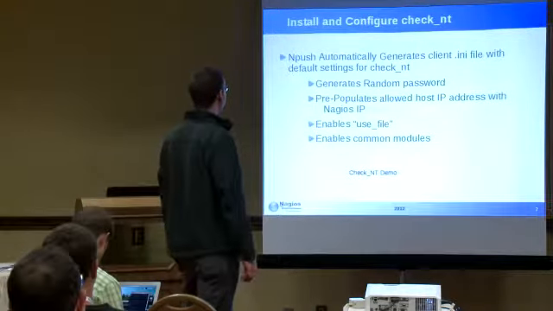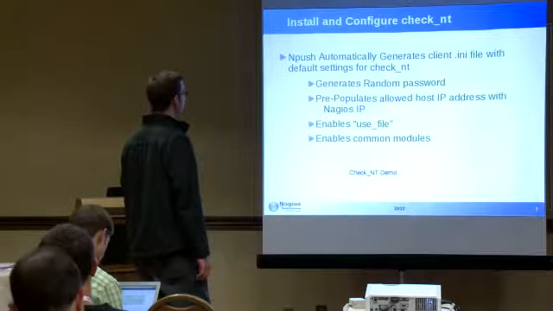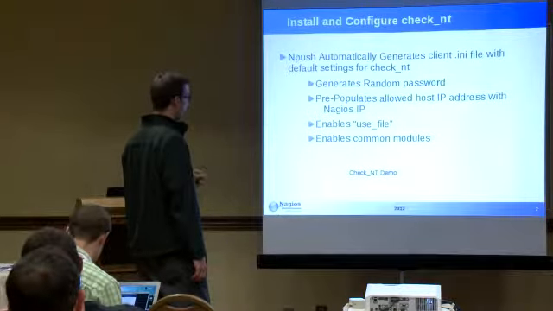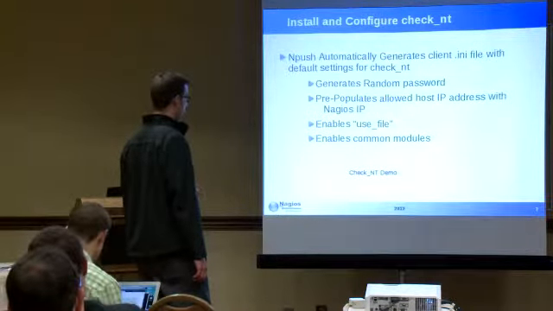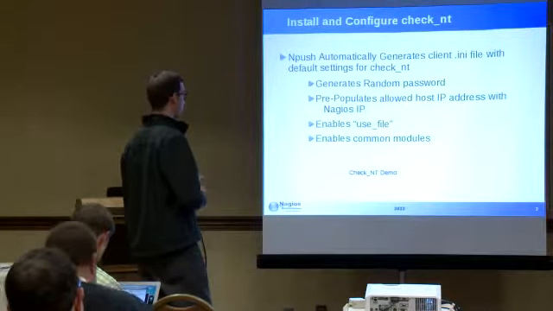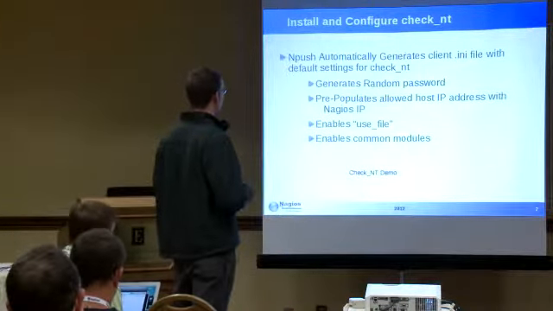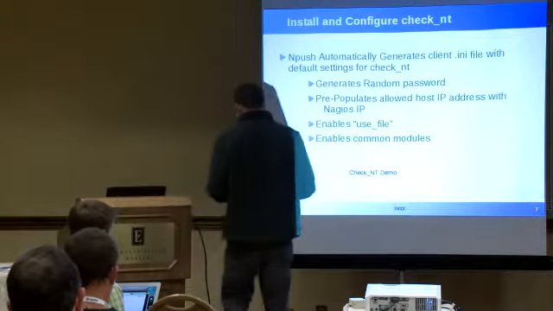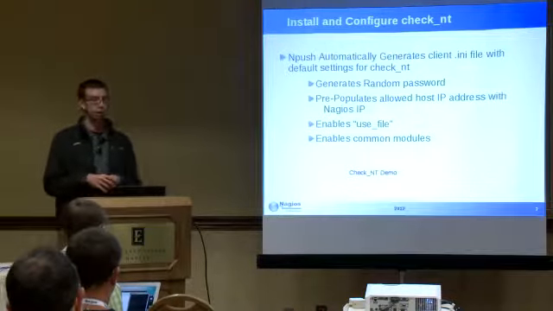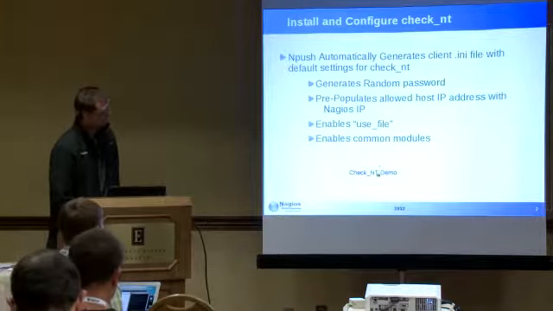So some of the really cool things that nPush can do, and we'll see a demonstration of this, after running nPush from within XI, in this demonstration, it's going to build the INI file for us. So it's going to build the nsc.ini file. It's going to automatically populate in the IP address of the Nagios server. We're also going to enable use file option. And it's going to randomly generate a password. And then we can take that password and plug it into our checkNT wizard as we're running it on the Nagios XI side. So let's take a look at how that interaction will look.